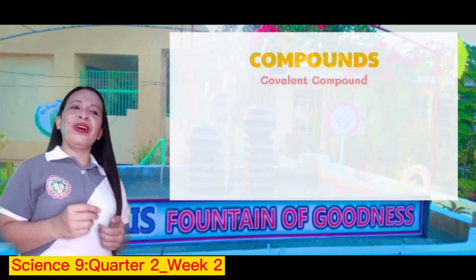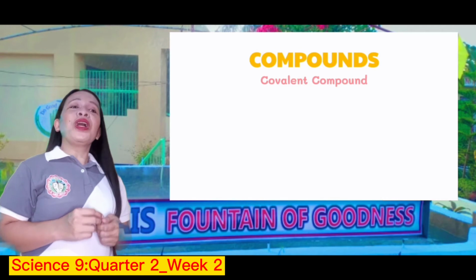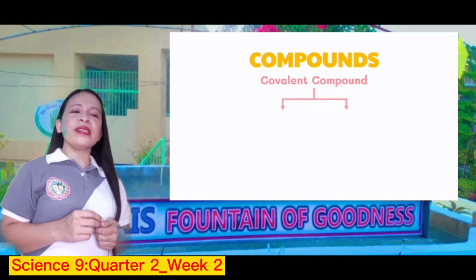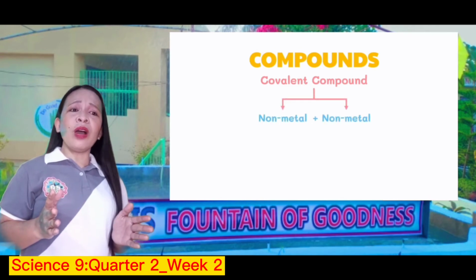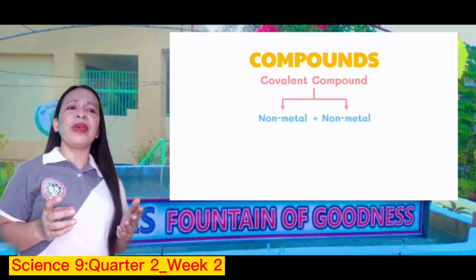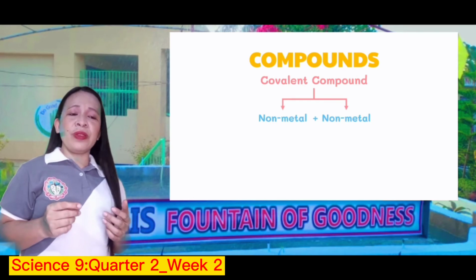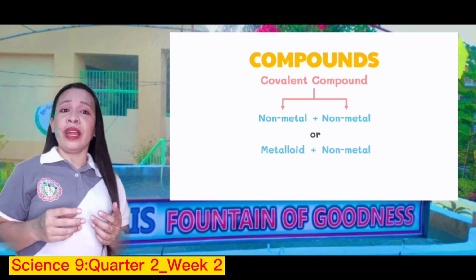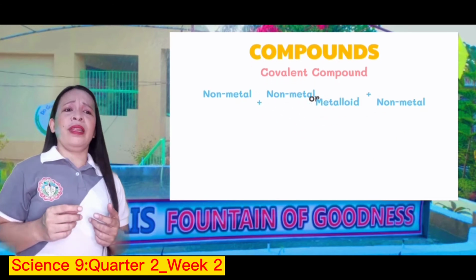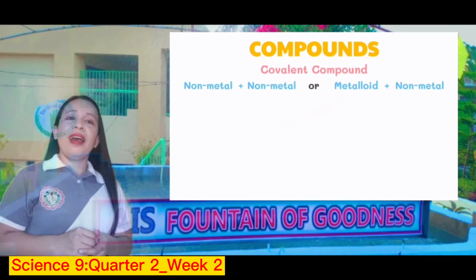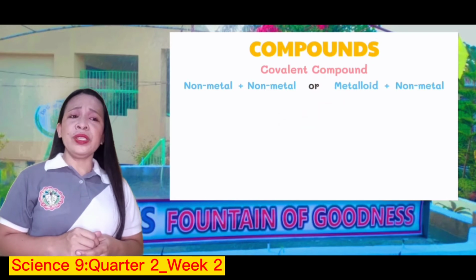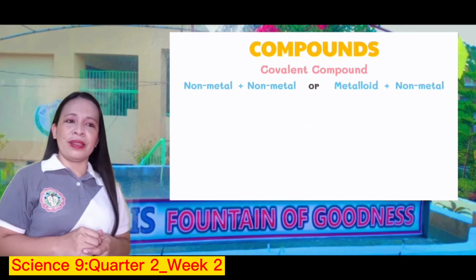Now let us move on to covalent compounds. Covalent compounds are substances that are formed from a chemical combination of two or more non-metal elements, and this could be between a non-metal and another non-metal or a non-metal and a metalloid. Atoms of the different elements are held together in molecules by covalent bonds.